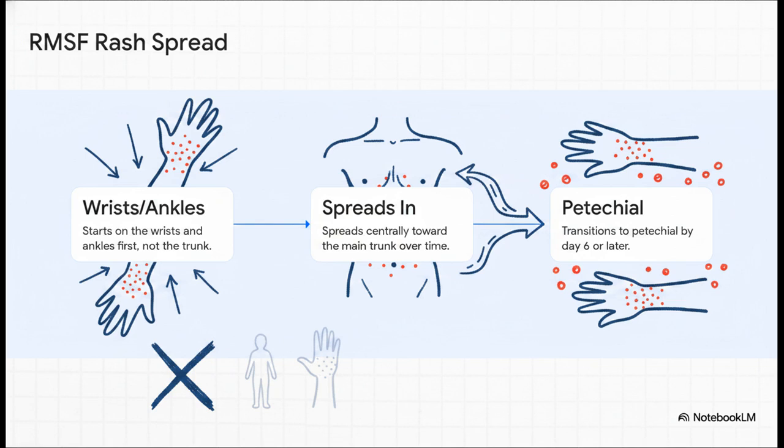Now, you might be thinking of palm and sole involvement, right? That is classic, sure, but it's a late finding. It usually pops up after day 5, and honestly, it can be completely absent. In fact, 10% of patients have what we call spotless RMSF, meaning no rash at all. So just memorize that directional spread. Wrists and ankles first, moving inward.